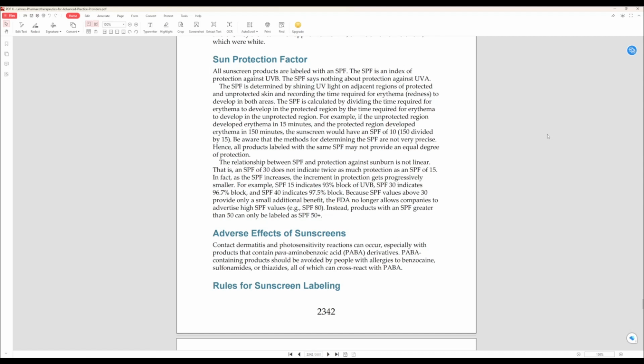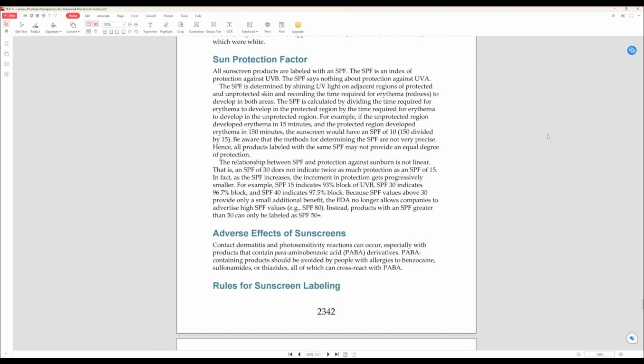The SPF is determined by shining UV light on adjacent regions of protected and unprotected skin and recording the time required for erythema, or redness, to develop in both areas. The SPF is calculated by dividing the time required for erythema to develop in the protected region by the time required for erythema to develop in the unprotected region. So, for example, if the unprotected region develops erythema in 15 minutes, and the protected region develops erythema in 150 minutes, the sunscreen would have an SPF of 10, 150 divided by 15.